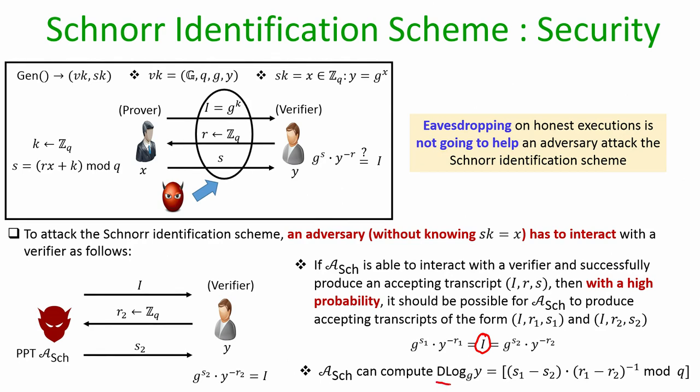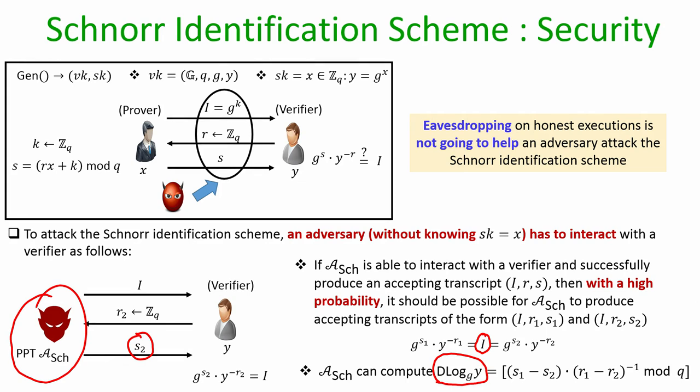which goes against the assumption that the discrete log problem is difficult to solve in my underlying group. That means if I make the assumption that the discrete log problem is difficult to solve in my underlying group, then it is very difficult for any adversary to respond with s2 corresponding to the challenge r2, as well as to respond with the response s1 corresponding to the challenge r1.